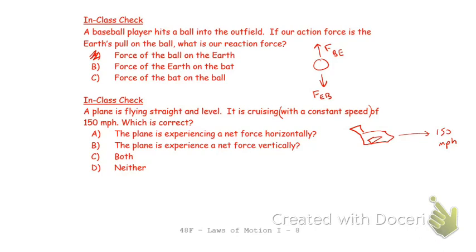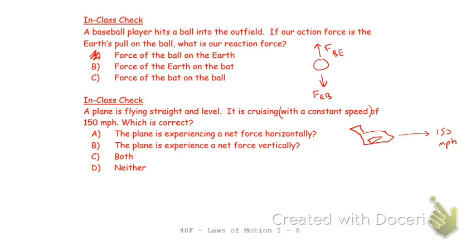And the answer is D. So why is it D? No change in speed, no change in direction. First of all, go X and Y, because we talk about two axes. There's no change in speed horizontally, so there can't be a net force. Because if there's a net force, there must be an acceleration, which means a change in speed. So you know there's no force horizontally.